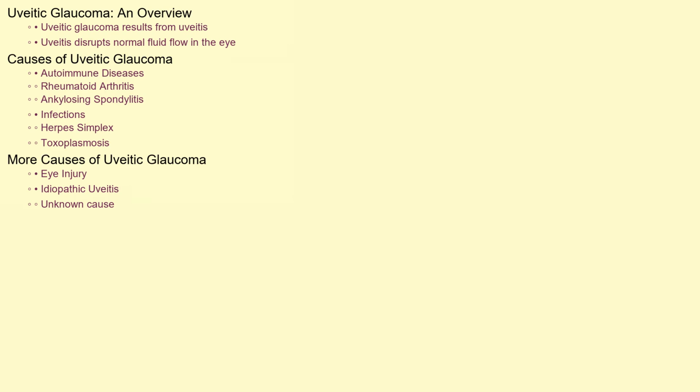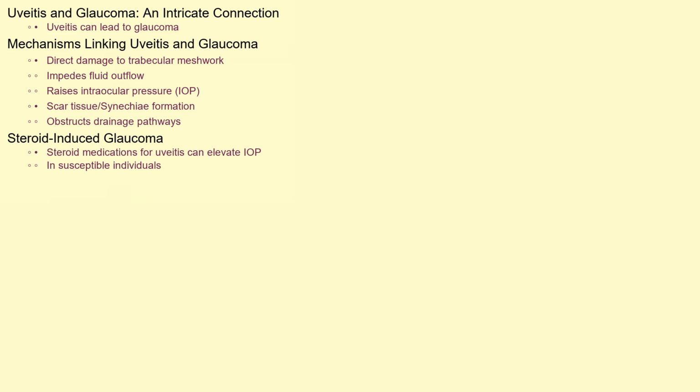Common causes include autoimmune diseases like rheumatoid arthritis and ankylosing spondylitis, infections such as herpes simplex and toxoplasmosis, and even injury to the eye. Sometimes, the cause remains unknown, termed idiopathic uveitis. The connection between uveitis and glaucoma is intricate.